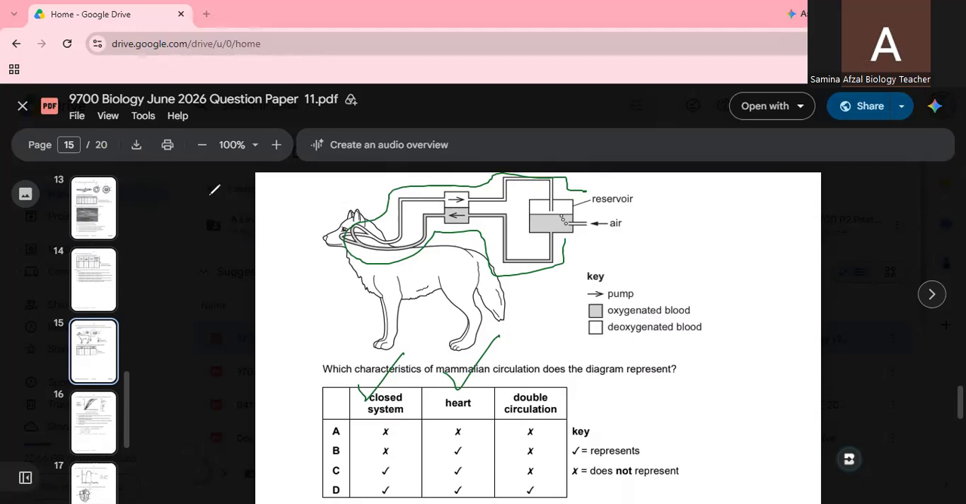Third is the double circulation. Yes, you can see there is one circulation that shows the oxygenated blood, and the other shows the deoxygenated blood. So double circulation is there. According to this, D is the correct option. A, B, and C are not the correct options.